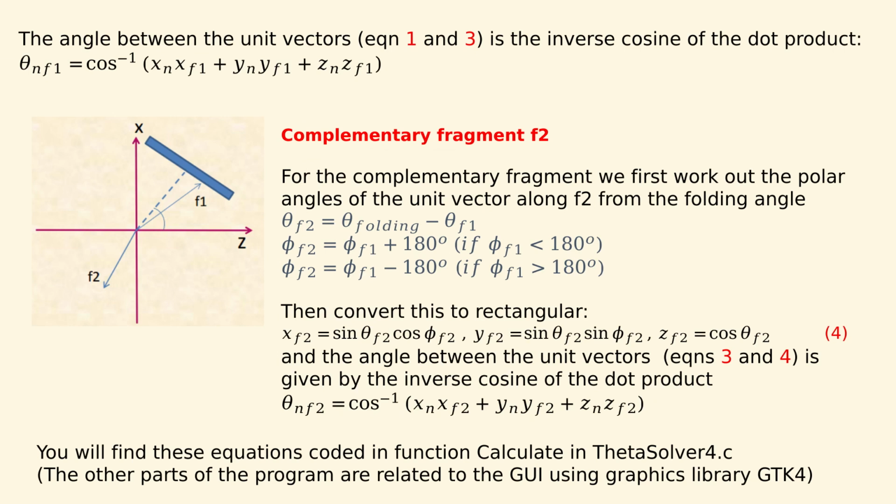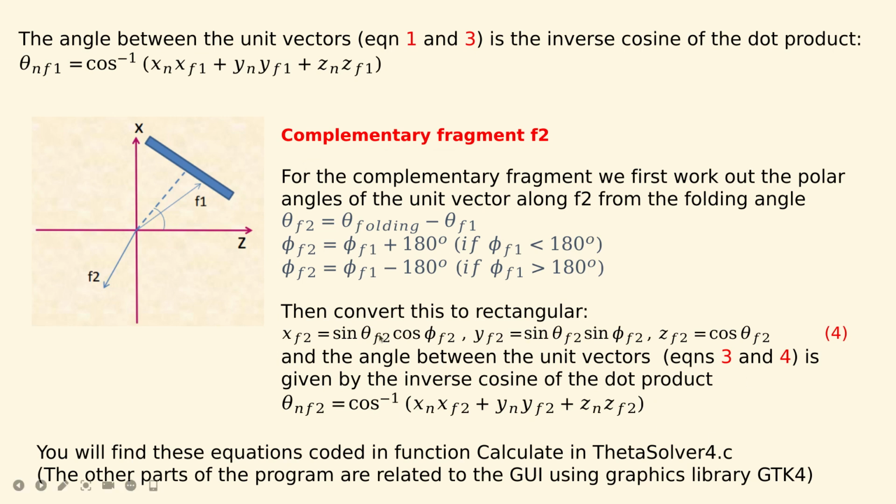So once we know the folding angle, then this is the calculation. The theta of F2 will be the folding angle minus the theta F1. And the phi of F2 will be either phi F1 plus 180 degrees, or it could be minus 180 degrees, depending upon whether phi F1 was less than 180 or greater than 180. So with the help of this calculation, you can determine the theta and phi spherical polar angles of F2.